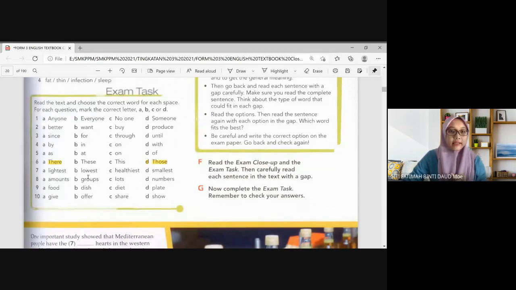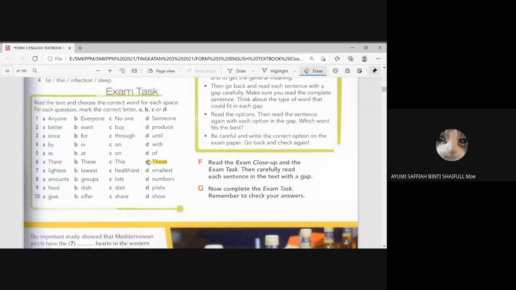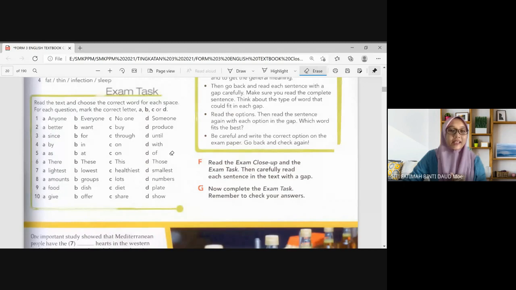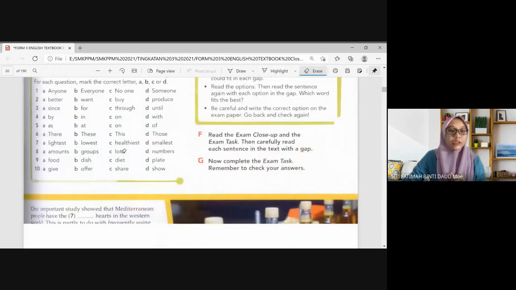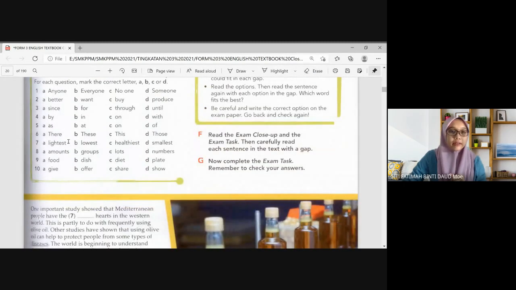Next, lightest, lowest, healthiest, smallest. What is lightest? Class, what is light? Ringan. Yes, light here is either lampu tu ataupun ringan. Tapi kat sini ringan lah. Sebab kalau lampu mana boleh ada EST? EST, lightest means yang paling ringan. Okay, amounts, groups, lots, numbers, food, dish. Dish is more like lauk eh. Hidangan lah. Diet, plate, give, offer, share and show.